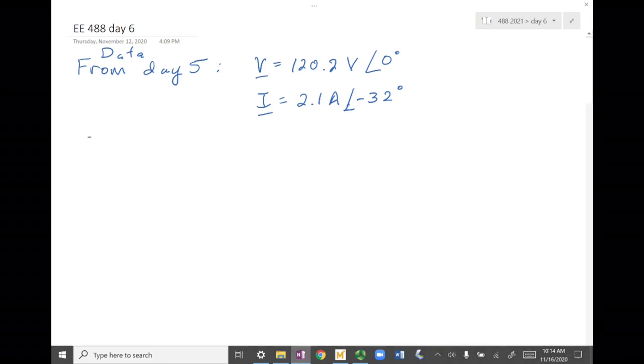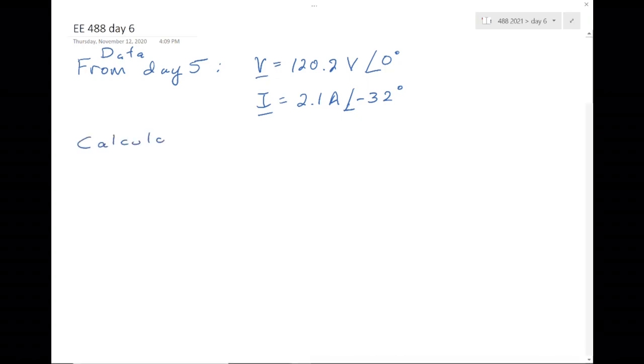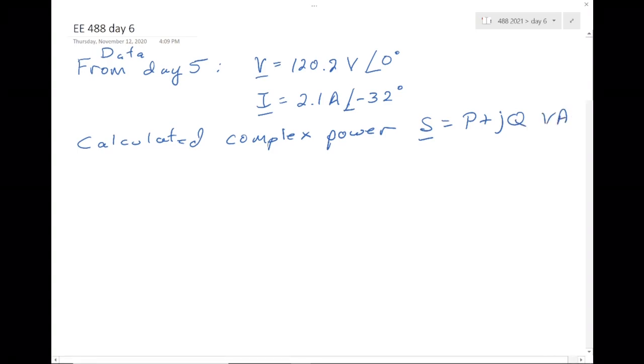And we calculated complex power, vector S, complex power, real plus j times the reactive power. Units are volt amperes when we are talking about complex power. Units on power are watts. Units on reactive power are volt amperes reactive.